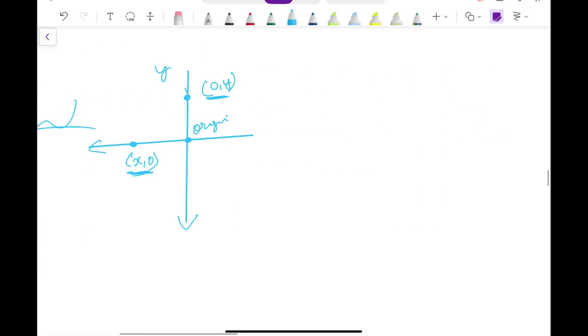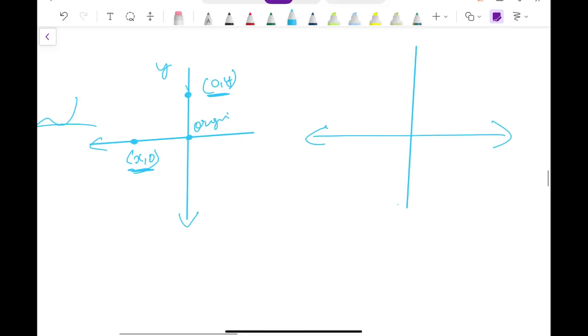There's one more thing I need to discuss in geometrical representation. There are 4 quadrants. This is quadrant number 1, this is quadrant number 2, this is quadrant number 3, and this one is quadrant number 4. So in quadrant number 1, x is positive and y is also positive. In quadrant number 2, x is negative and y is positive. You just remember this. And in quadrant number 3, both are negative. And in quadrant number 4, x is positive but y should be negative.